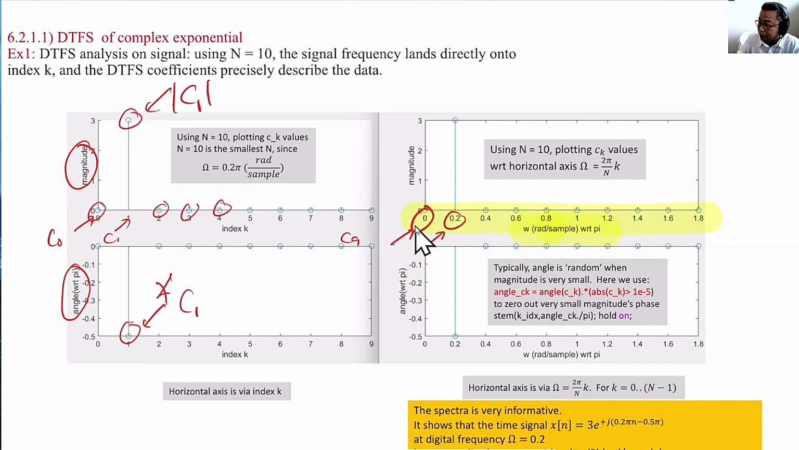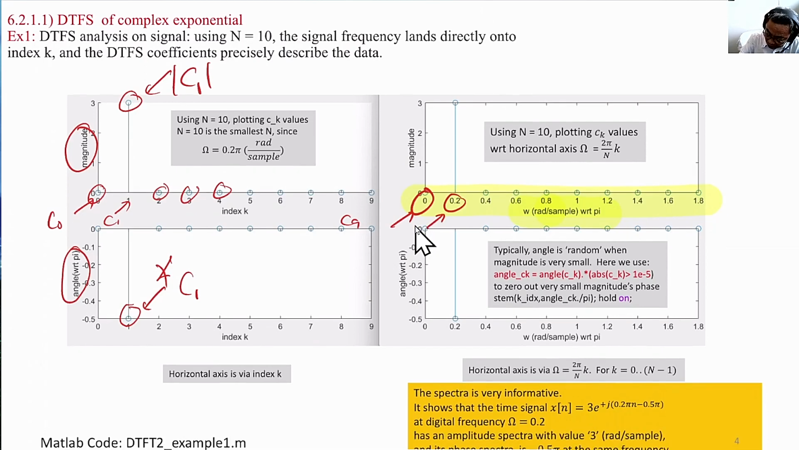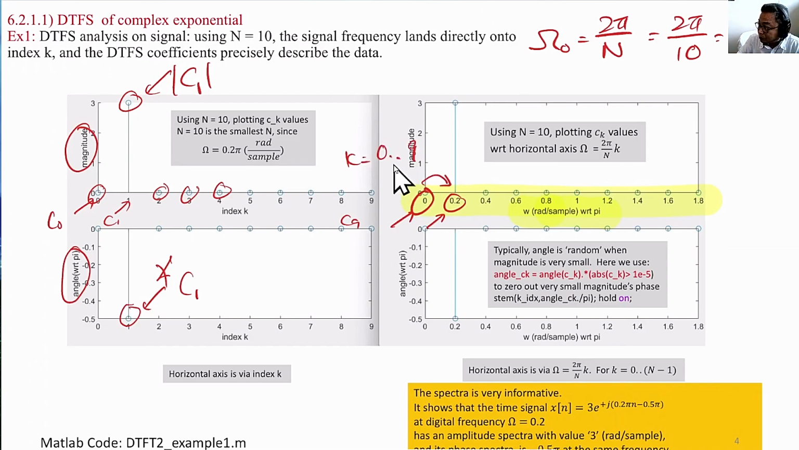Why is C1 0.2 pi? It is because what you will realize is that omega naught is equal to 2 pi over N. In this example, N is 10, and therefore this is 0.2 pi. You realize that every time we move by k equals 1, we are actually moving by 0.2 pi. So the k here is an index that goes from 0 to 9, will translate itself to 0 to 1.8 pi, because at the 10th sample you will be at 2 pi.